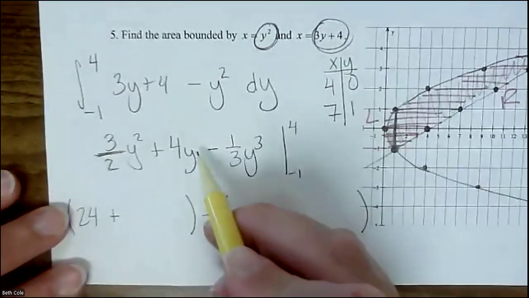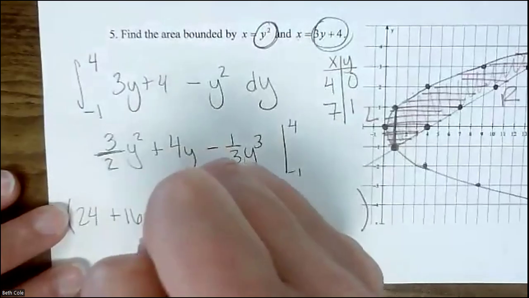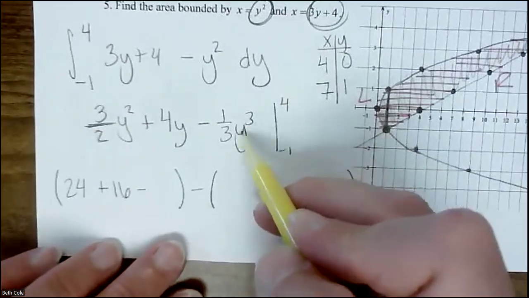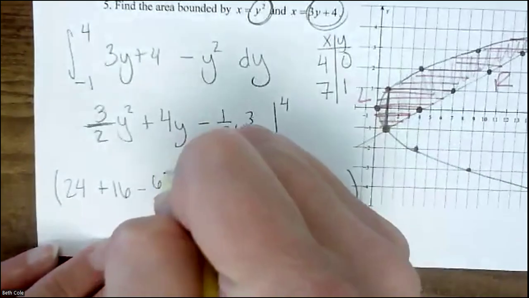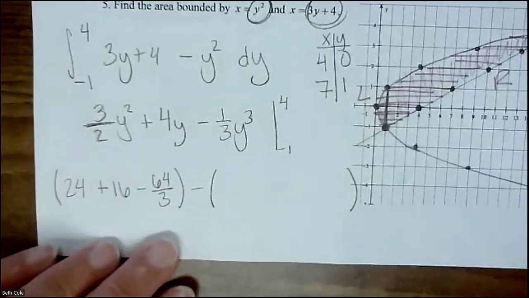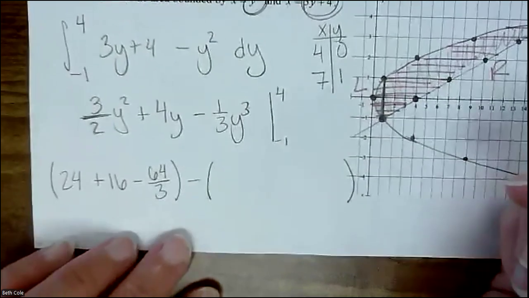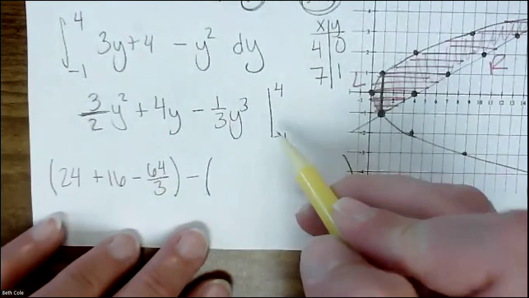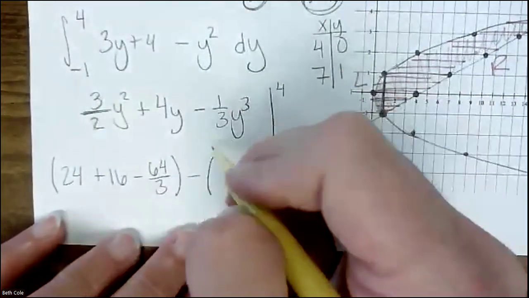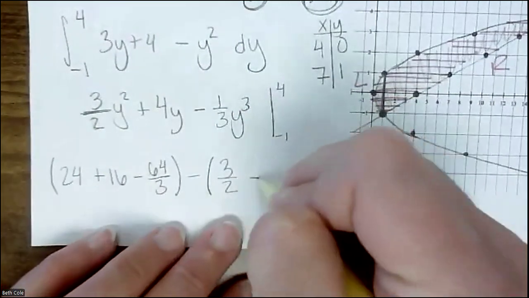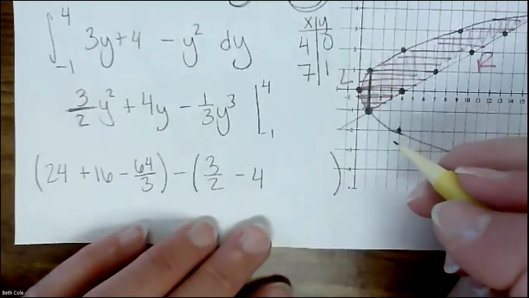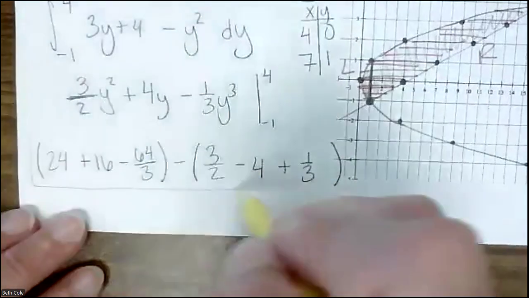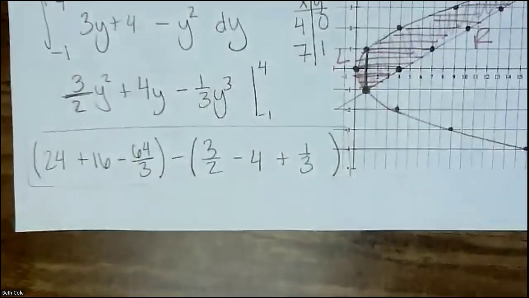Plus 16 minus, oh, this is where it's going to not be good. All right, 4 cubed, 64 thirds, we're probably going to stop. I thought it was going to be all right, but I don't want to deal with negative 64 thirds. All right, if you plug in -1, that's going to make this 3/2 minus 4 plus 1/3. Yeah, I'm going to just go ahead and, well, it's a short answer question.